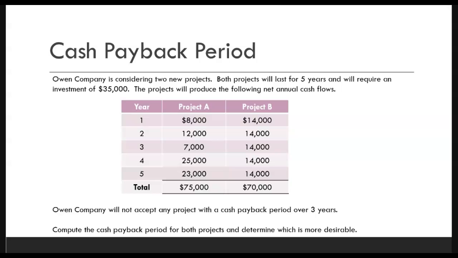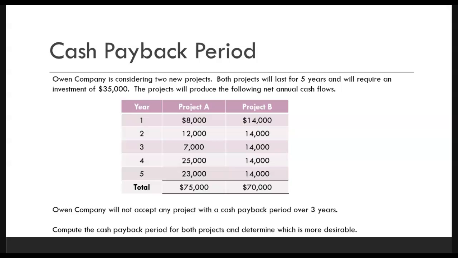Project B has consistent annual cash flows, $14,000 every year. A bit of a downside right now as we look at this, we see that the total is only $70,000. So we'll keep that in mind as we go through this calculation. Owen Company will not accept any project with a cash payback period over 3 years. So if it's more than 3 years, they're not even interested.